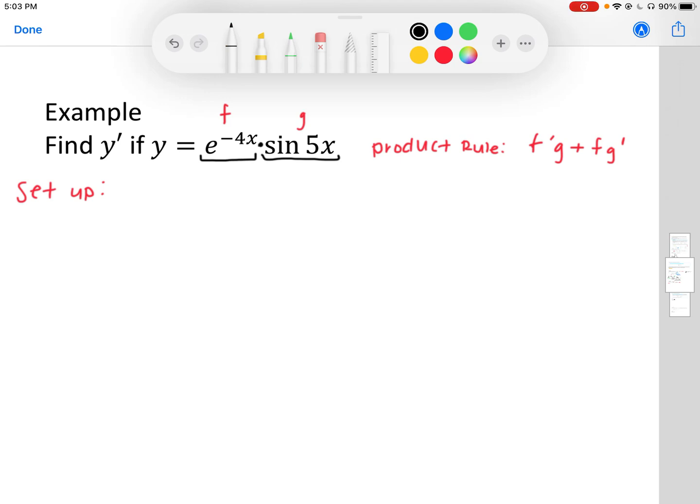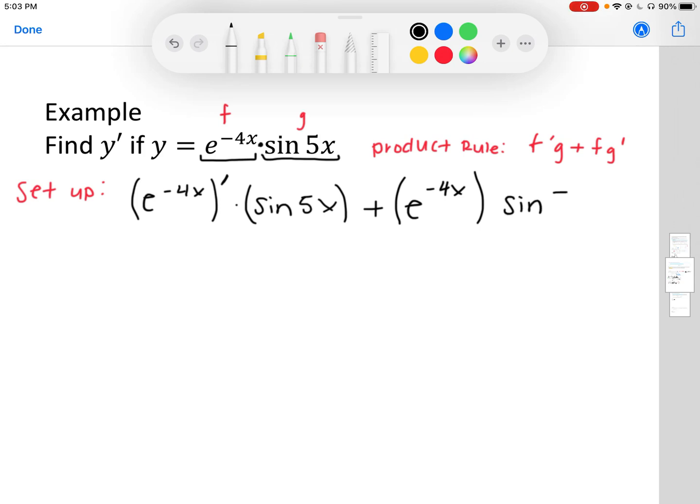So that I have f prime, so that's e to the negative 4x power. I need to take the derivative of that. I'll come back to that. Times the second part, sine of 5x. Okay. Plus f, which is e raised to the negative exponent of 4x, times our second part, and I need to take the derivative of that. So we'll do that in my next step. I'll just write a prime to remember I need to take the derivative. Okay, let's go ahead and take those derivatives.